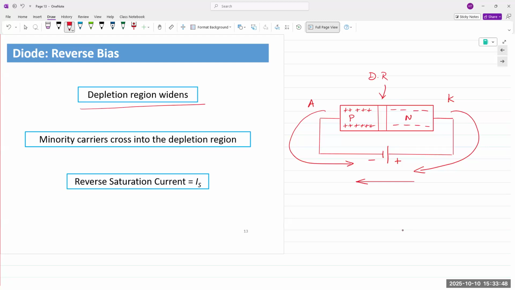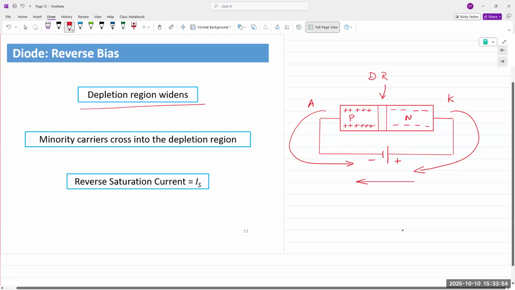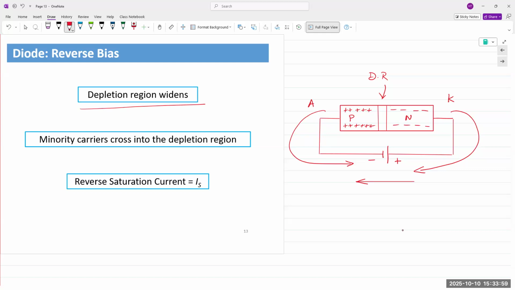But the main point here is that when you reverse bias a PN junction, the depletion region is going to increase, and the only current that flows in that reverse mode of operation is the reverse saturation current IS. The reason that occurs is because there are minority charge carriers present on both sides of the junction. So in the N side, we have minority carriers, holes, which are positively charged. On the P side, we have minority carriers which are electrons, which are negatively charged.